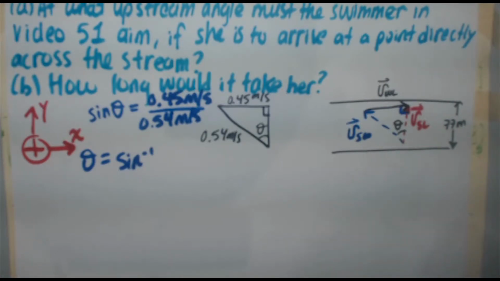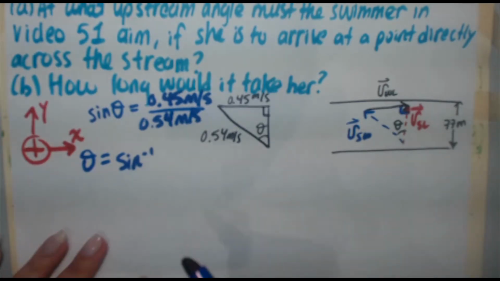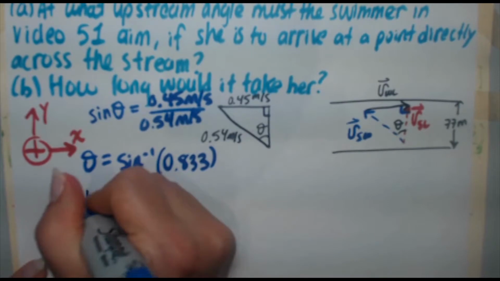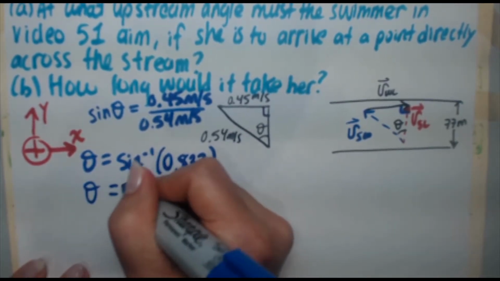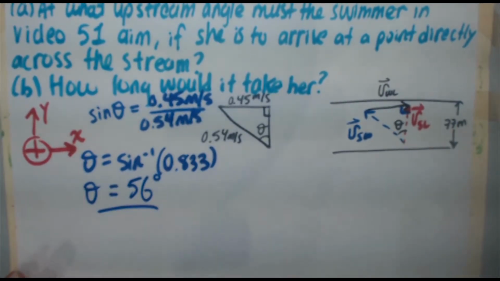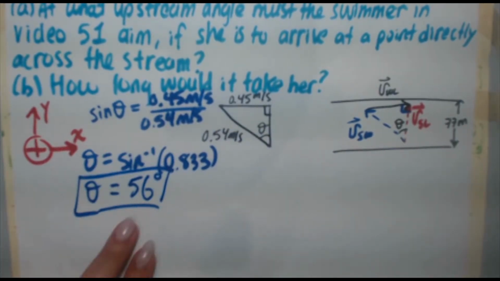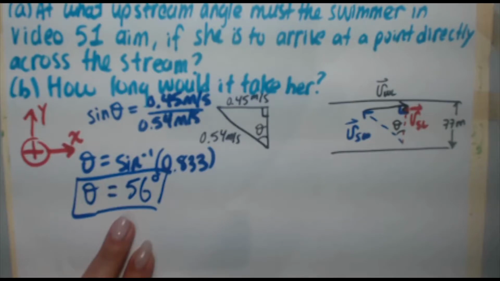So let's see, 0.45 divided by 0.54 equals 0.833. And when you take the inverse sine of that, you are going to get 56 degrees. Okay, so therefore, she has to angle herself upstream at 56 degrees.